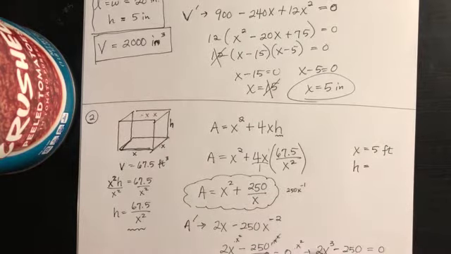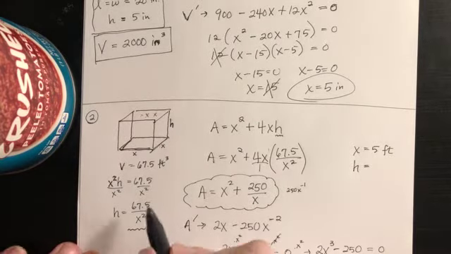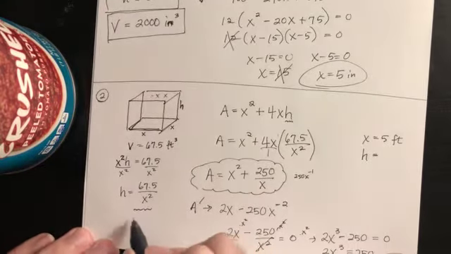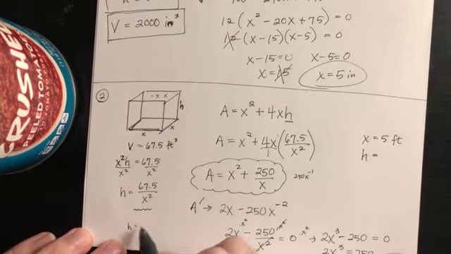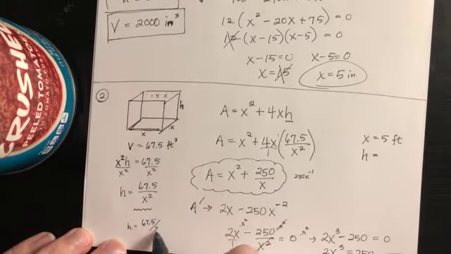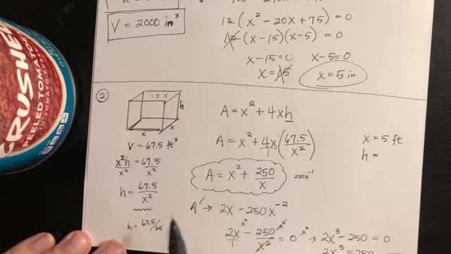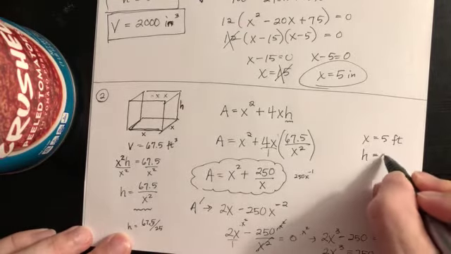And how in the world am I going to find h? Well, I'm going to plug 5 into this. So h equals 67.5 divided by 25, which is 5 squared. It's going to give me whatever h is. I don't know what that is. Let's break out the calculator again. 67.5 divided by 25 equals 2.7.